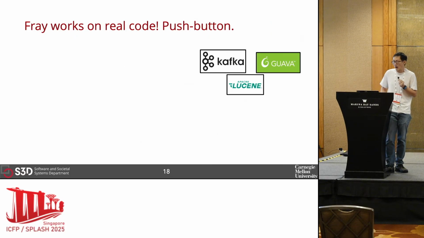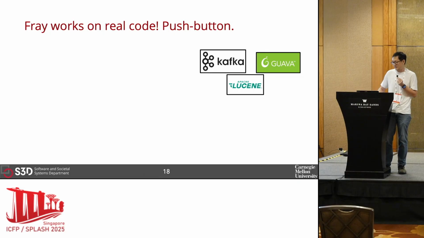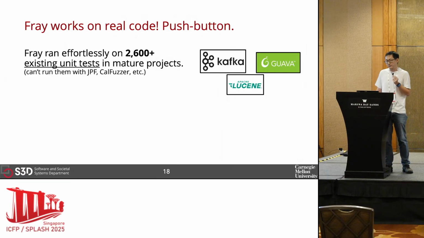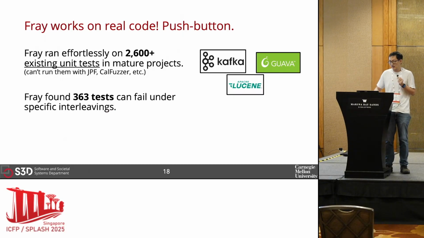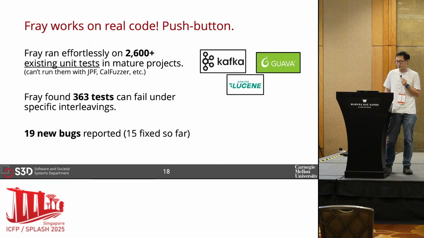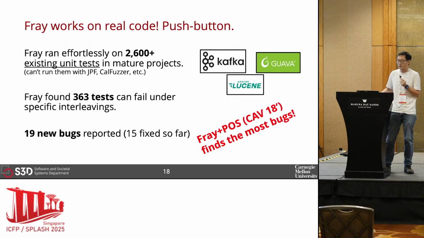So going back to the question, how am I going to test these software systems? This is the way we evaluate our system. We collect all concurrency tests in the existing software, and we just run them again with Fray. By just running them, we already found 363 unit tests that can fail under certain thread interleavings, which led to 19 new bugs reported and 15 fixed so far. And some exciting news is that POS actually works the best in terms of bug finding capabilities. And the developers can't really access those algorithms just because of the lack of a testing platform.